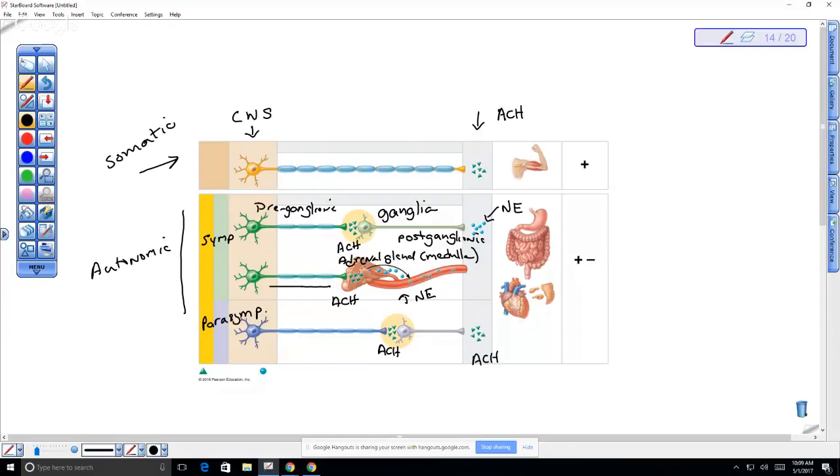So remember that parasympathetic is rest and relaxation and digestion, and the sympathetic nervous system is excitation, fight or flight. And also remember that there are certain things that are only innervated by the sympathetic system and not the parasympathetic. Okay, so go ahead and work on that for a few minutes.